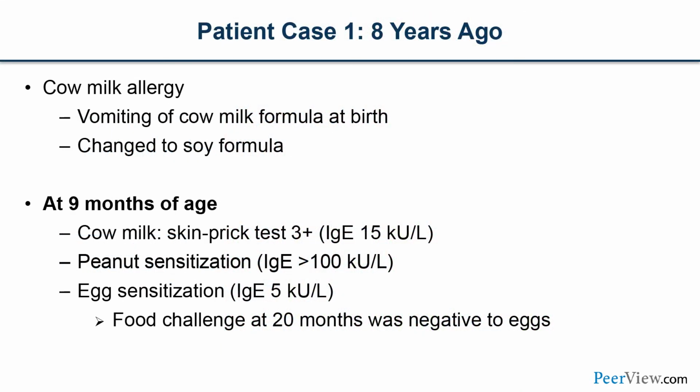So when I looked back, when he first presented at 1 year of age, this child had cow milk allergy. He was diagnosed with cow milk allergy. And his symptom was vomiting of cow milk formula at birth. And then he was changed to soy. At 9 months of age, he had skin tests to the milk, which were positive. He had the peanut sensitization when he had not even had any peanuts yet. His IgE to peanuts was more than 100, which is basically the top range of the assay. He was sensitized to eggs, and again, 5 kilounits per liter with his egg IgE.